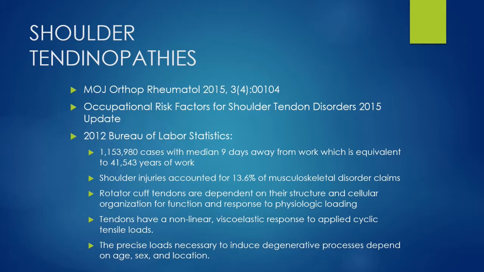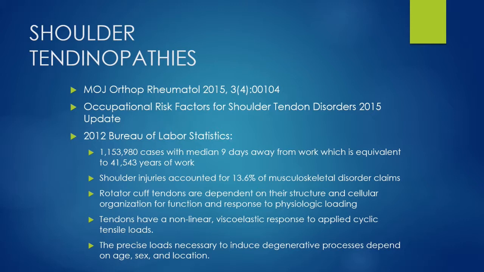So remember that tendons have a nonlinear viscoelastic response to applied cyclic tensile loads, and we should also say applied cyclic compressive loads, because tendons are subject to two types of loading: linear tensile loads and compressive loads. The nonlinear viscoelastic response is that tendons undergo lengthening to an applied load. The lengthening returns to baseline in a certain period of time in healthy tendon, but in unhealthy tendon there's a delayed return to physiologic tendon length.